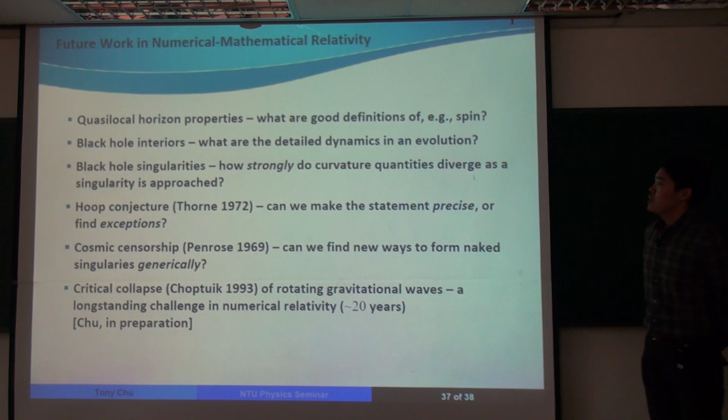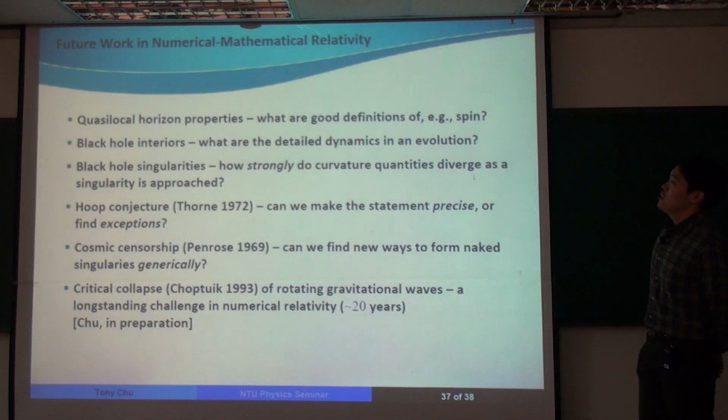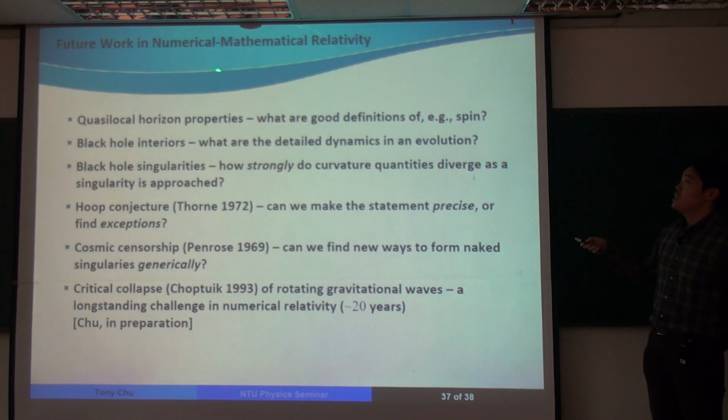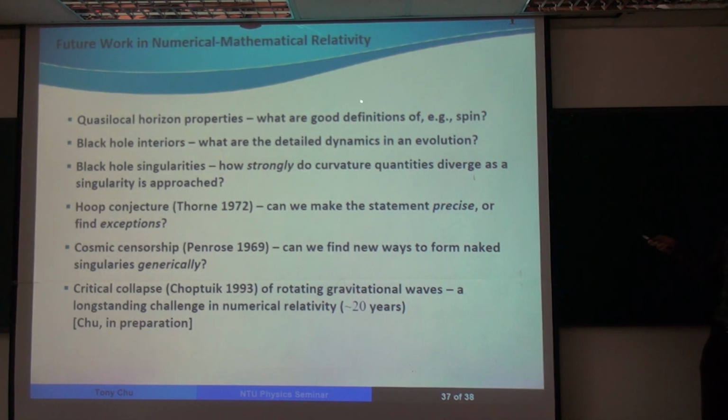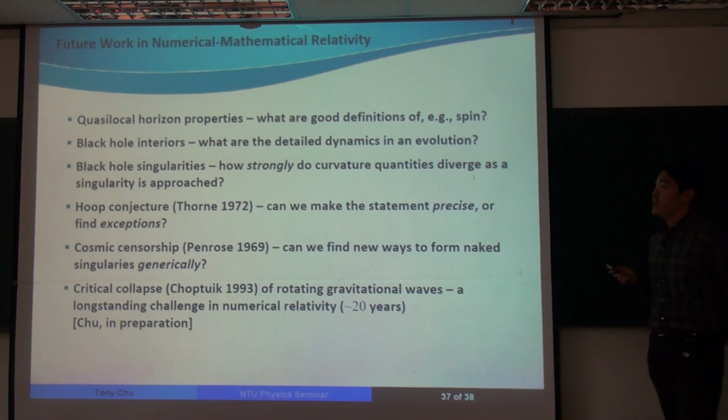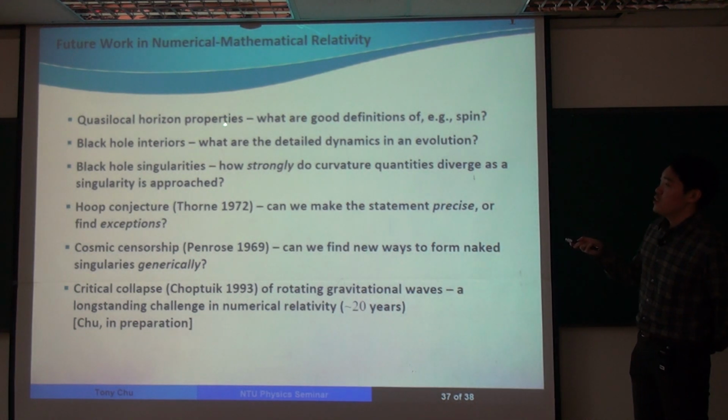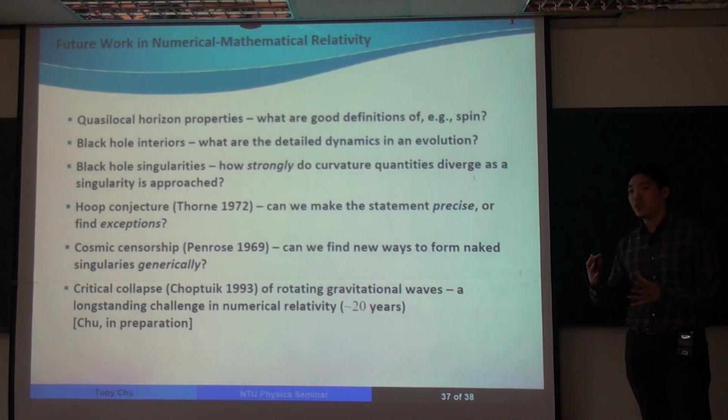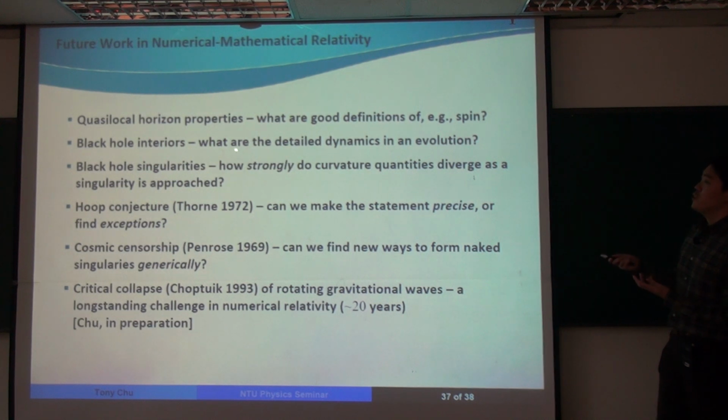So with that illustration, I hope I've conveyed that numerical relativity can be a useful tool to use in conjunction with mathematical relativity concepts. And there are still further questions we can ask, still related to quasi-local horizons. Once we've defined a particular quasi-local horizon, we still use that surface to define physical properties of our black holes, like the mass and the spin. Well, what are good definitions to use?